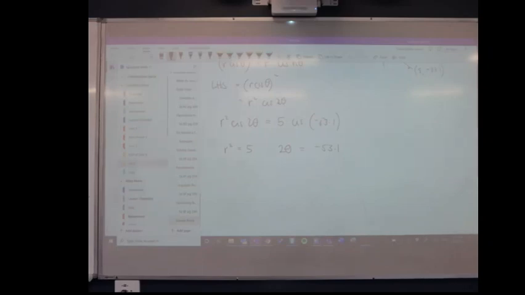So we've got r squared equals 5, so what's r equal to? Yep, root 5. Good, mate.